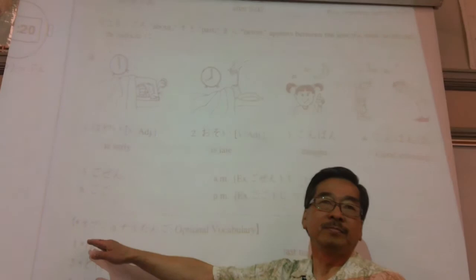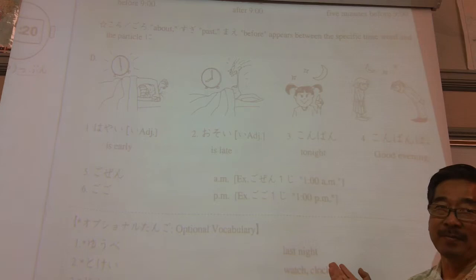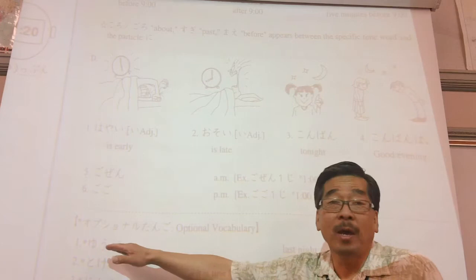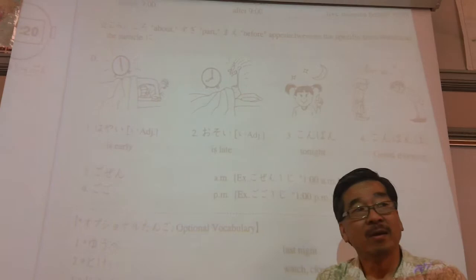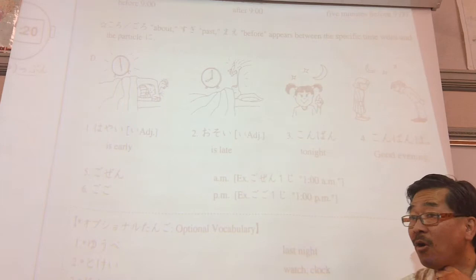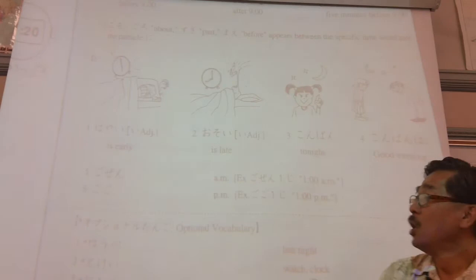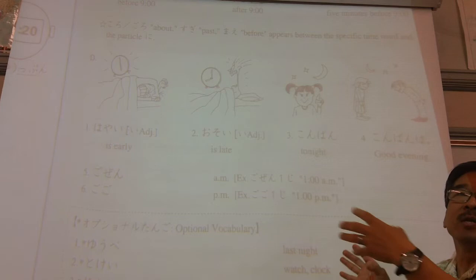Then, optional. Yube. Yube is last night. But you already learned how to describe it. Kino. Kino no ban. So yube, kino no ban, the same thing. Yube is short.